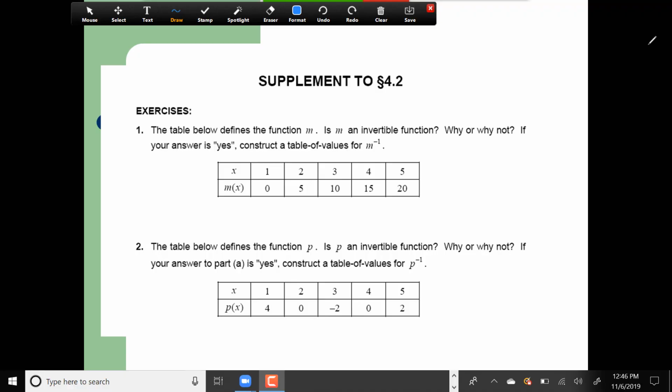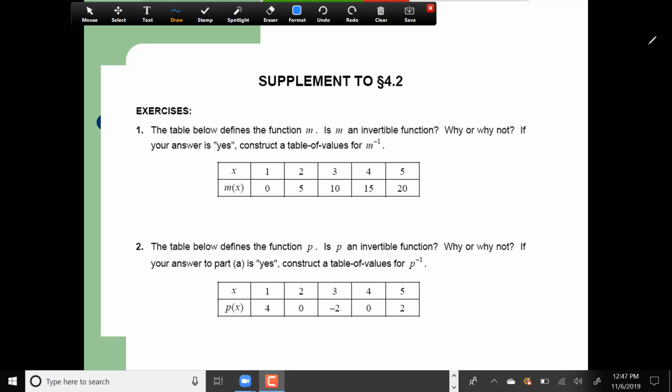Let's real quick take a look at looking for an inverse in a function to see if something can have an inverse or not. These are in a table format. These problems may seem like they're a little difficult. They're not meant to be hard. They're just worded a little weird. So it says the table below defines the function m. Is m invertible? Does it have an inverse?